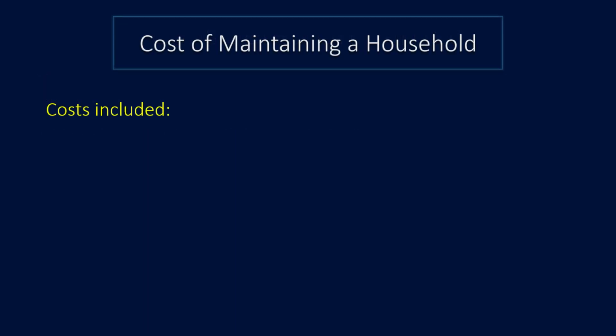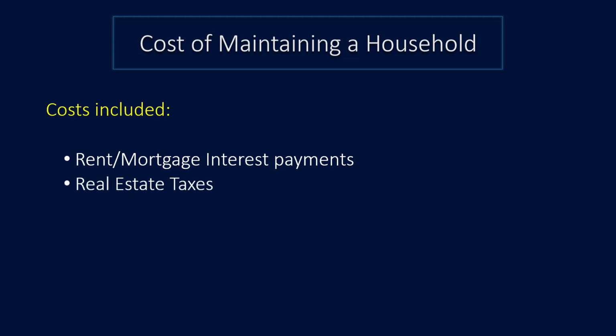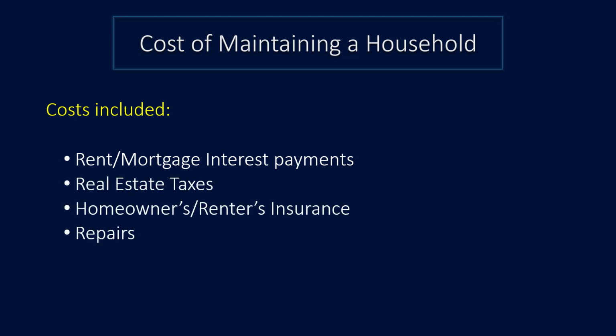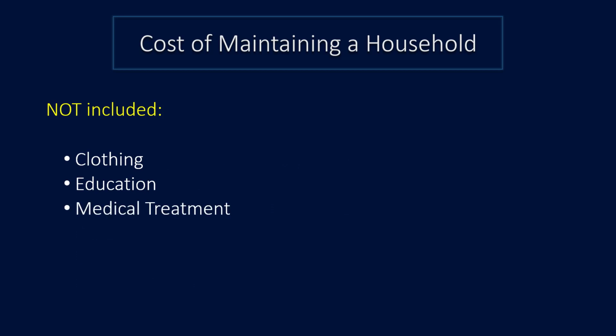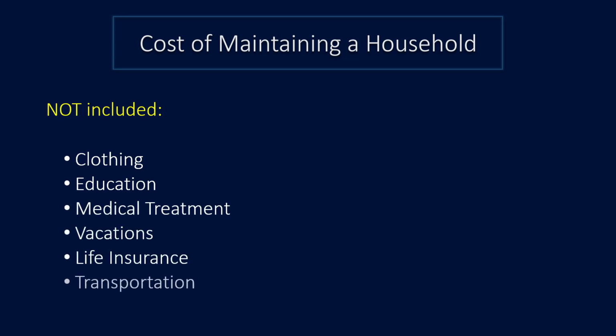The costs included in maintaining a household are rent, mortgage interest payments, real estate taxes, homeowners or renters insurance, repairs, utilities, and food eaten in the home. Costs that are not included are clothing, education, medical treatment, vacations, life insurance, and transportation.